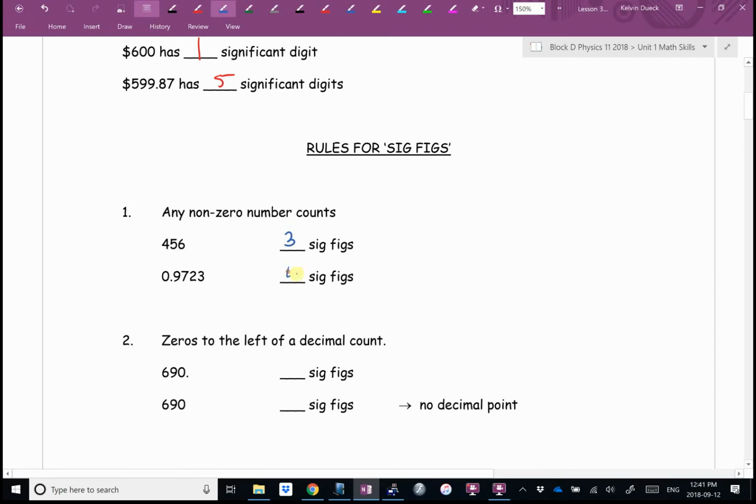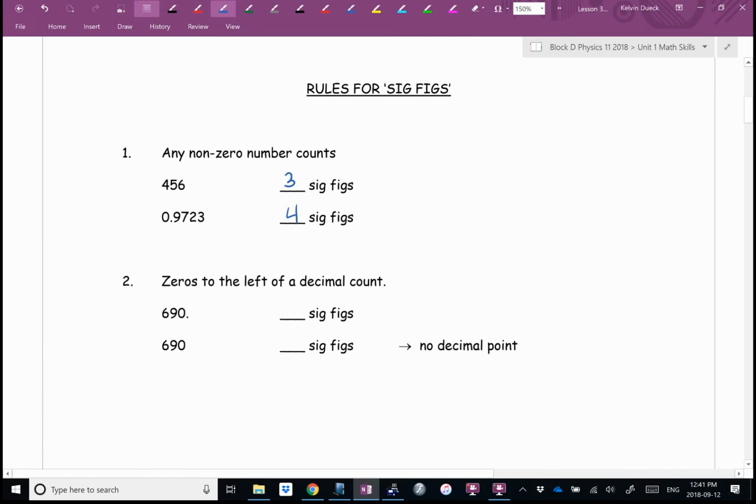0.9723? Yeah. Zeros to the left of a decimal point count. Now, left for you folks is that way. So there is a decimal point in that first one, so a 0 to the left of it will count. Rowan? 3. What about the second one?